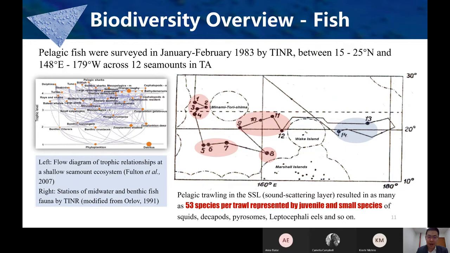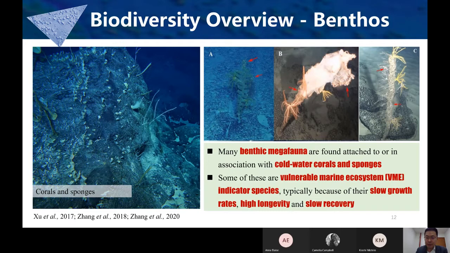Many benthos are found attached to or in association with cold water corals and sponges. Some of them are vulnerable marine ecosystem, that means VME, indicator species, typically because of their slow growth rate, high longevity, as well as slow recovery.